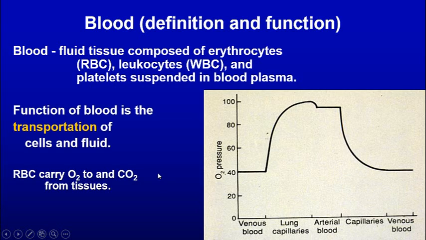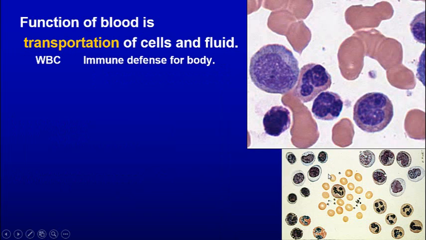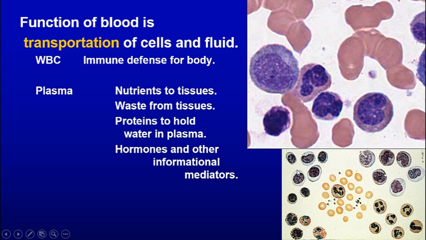So the function of blood is transportation. One word, transportation of cells and fluid. The red blood cells carry oxygen, pick it up in the lung, and distribute it in the capillaries, and carbon dioxide they distribute in the lungs and pick up in the capillaries. Now, the function of blood is transportation of fluids and liquids, as I said. The white blood cells are the immune cells of the body.